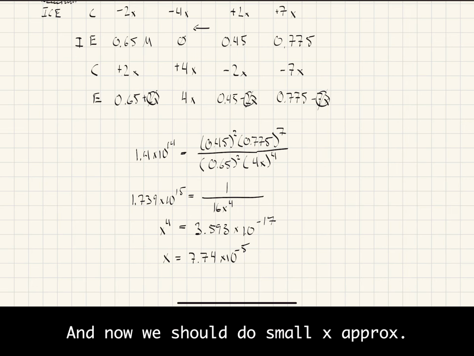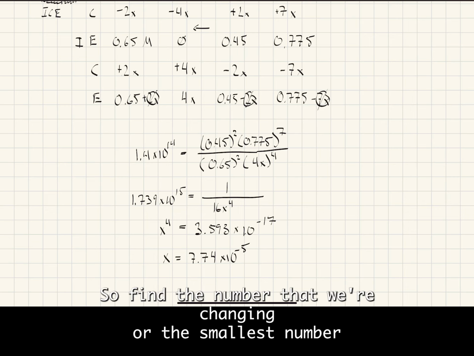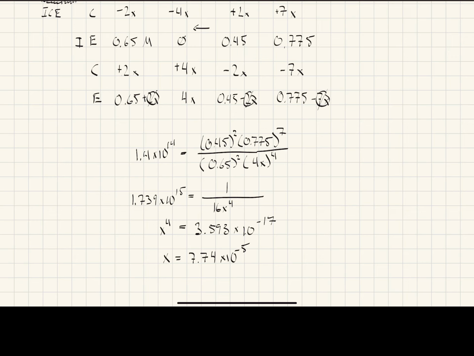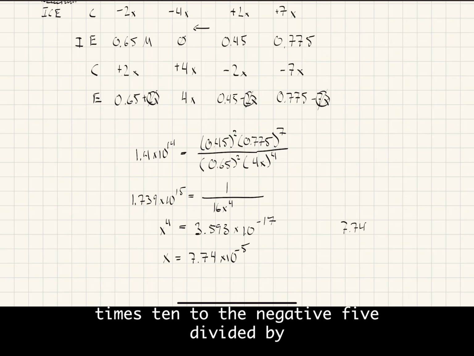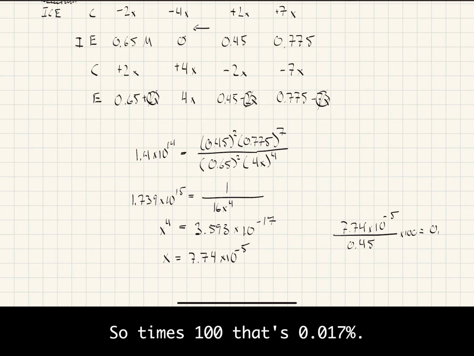And now we should do a small x like the 5% rule. Check to make sure that this is small enough. So find the number that we're changing, or the smallest number that we're changing, like 0.45. And we'll do 7.74 times 10 to the negative 5 divided by 0.45. That's real small. So times 100, that's 0.017%. So very safe assumption.